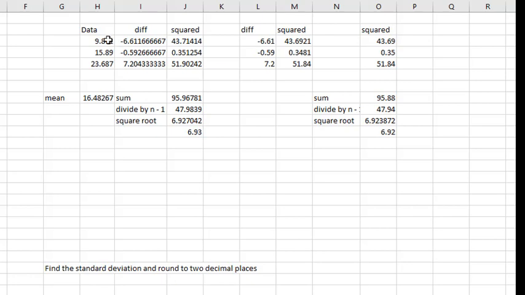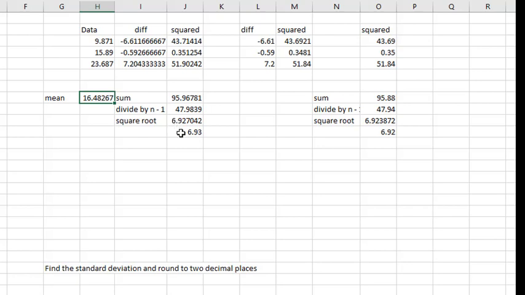So here's my data. These three values you see right here, 9.871, 15.89, 23.687. So the first thing we do is find the mean. Then once we find the mean, we'll take the difference between each data value and the mean, and these are the differences you see right here. Then we take this number and we square it. Afterwards, sum these squared values, divide by n minus 1, which in this case, since there are only three data values, is divide by 2, and finally find the square root.